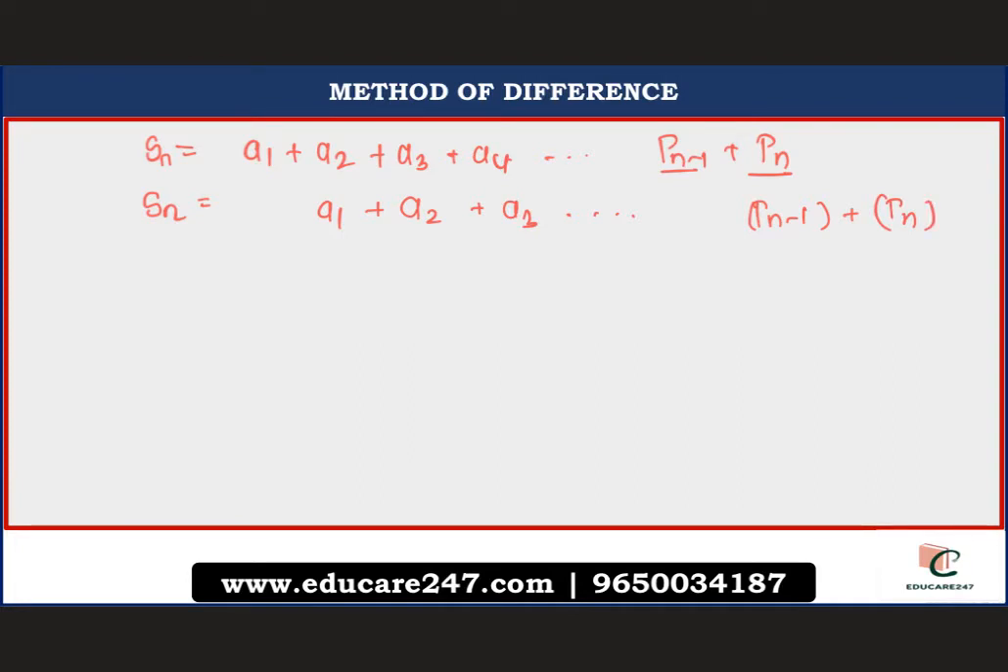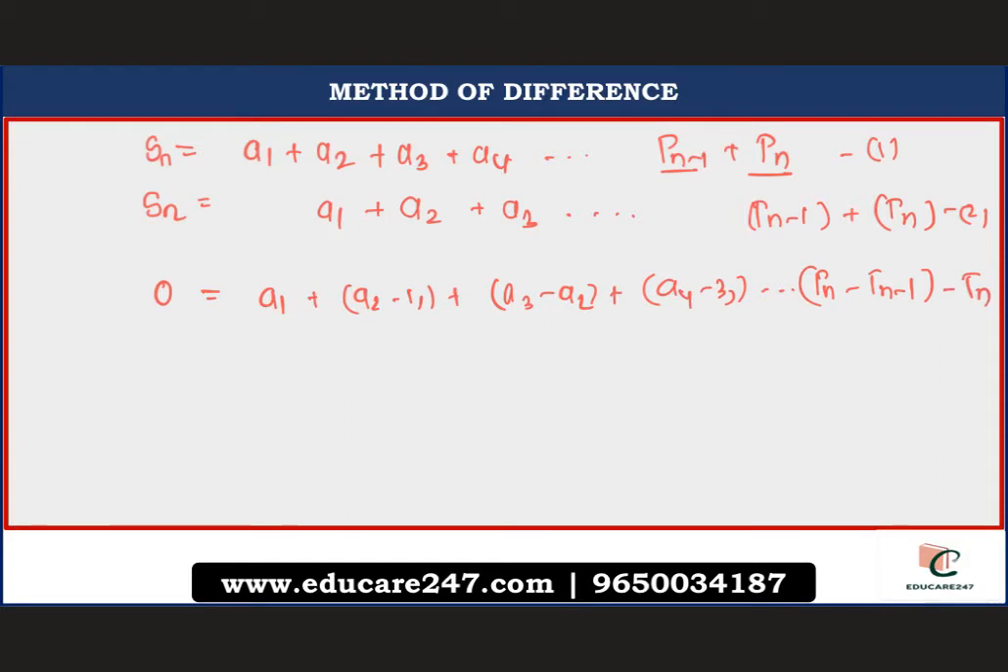The next step is to take the difference of equation 1 and equation 2. What you get here is 0, A1, here it is A2 minus A1, here it is A3 minus A2, plus A4 minus A3 and so on. And at the last you have Tn minus 1 minus Tn. So this is what you get after subtracting equation 1 and 2.